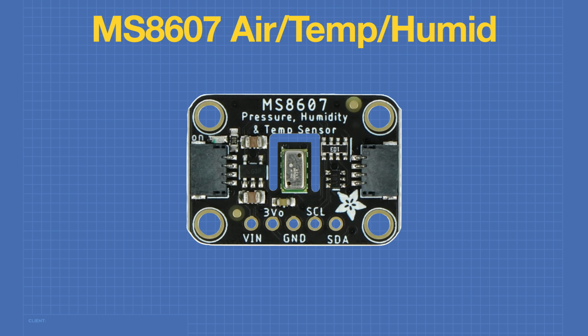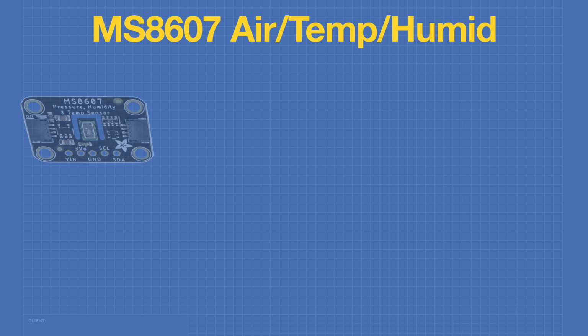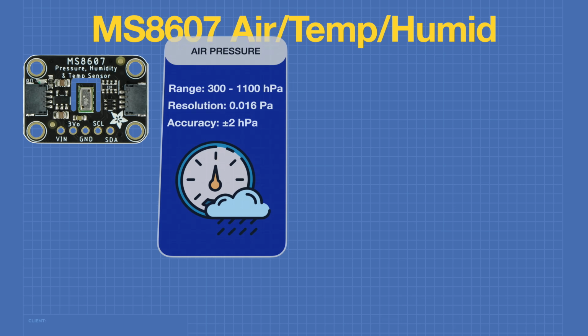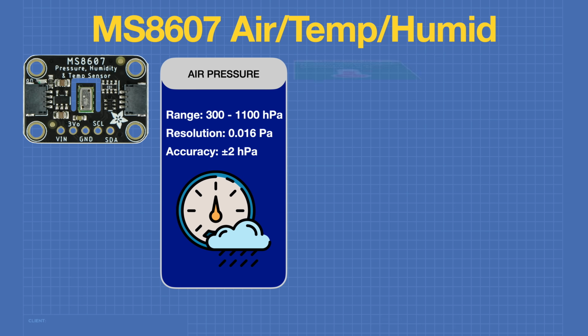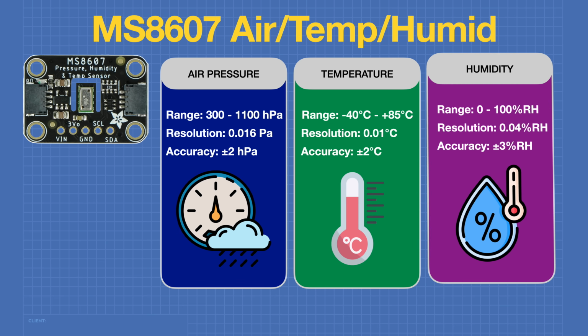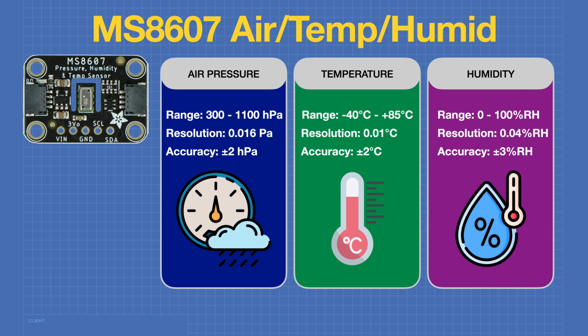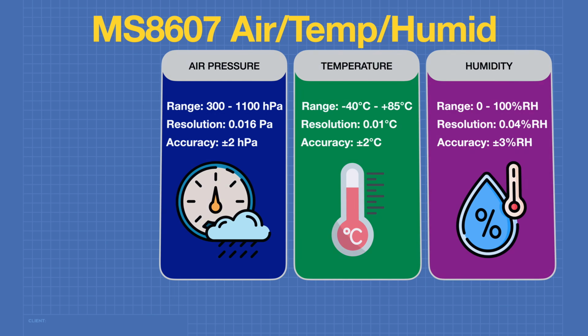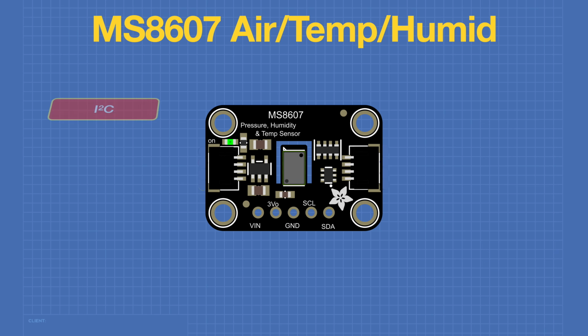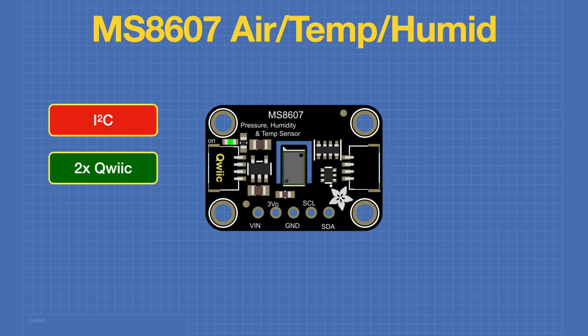The MS8607 is an inexpensive yet high-performance sensor. It's capable of measuring air pressure, temperature, and humidity, and for all of them it gives reasonable accuracy and range. This is an I2C device. In addition to the connectors on the side, it has 2 quick connectors for easy I2C connections. The connections on the side are as follows.